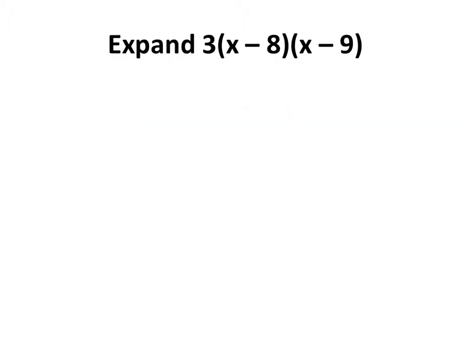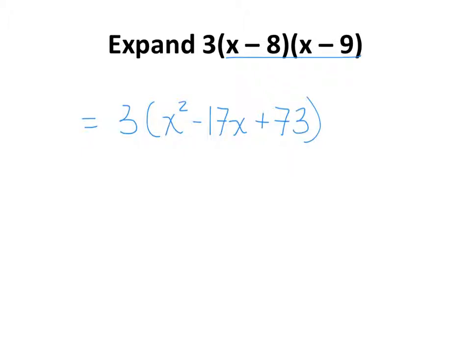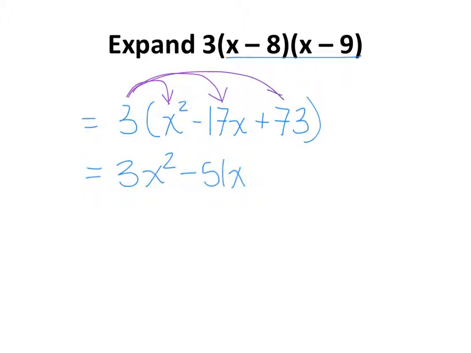In this case, we're going to use our product and sum rule to expand the two binomials first. We certainly could expand 3 multiplied by x subtract 8, but it's easier to use our product sum rule. Now we're going to look at 3 multiplied by x squared for 3x squared, 3 multiplied by negative 17x for negative 51x's, and 3 multiplied by positive 73 for 219 ones.